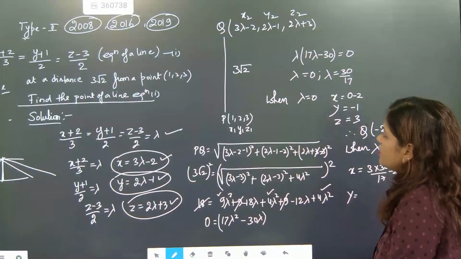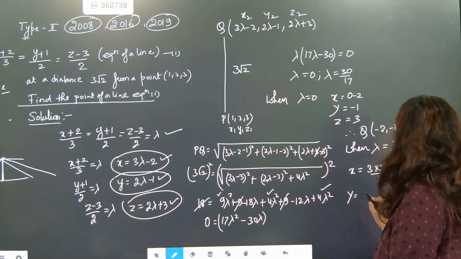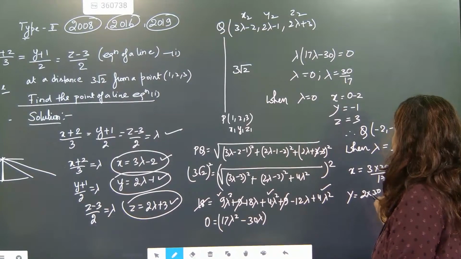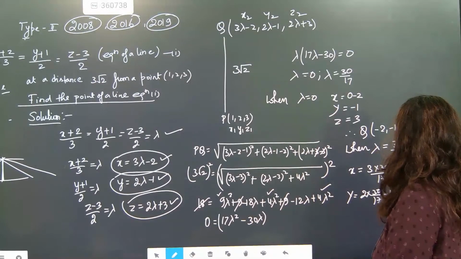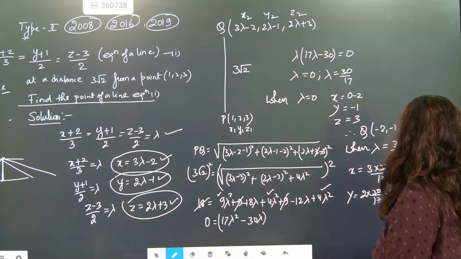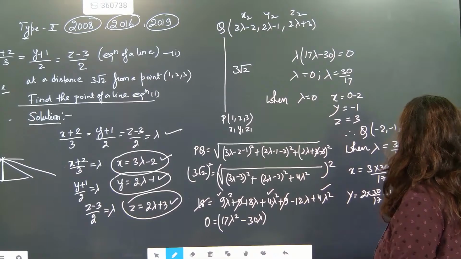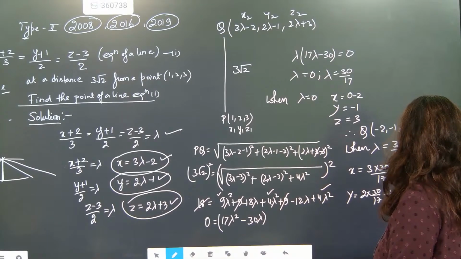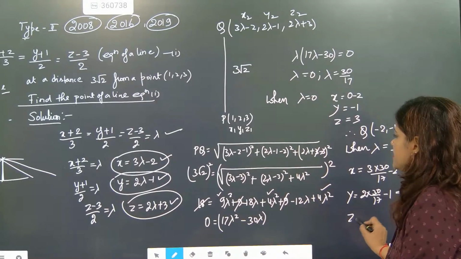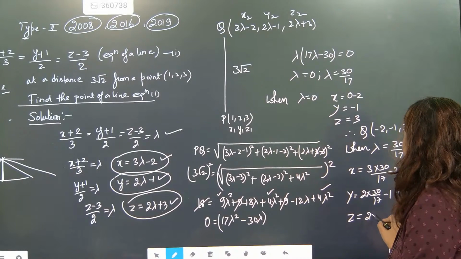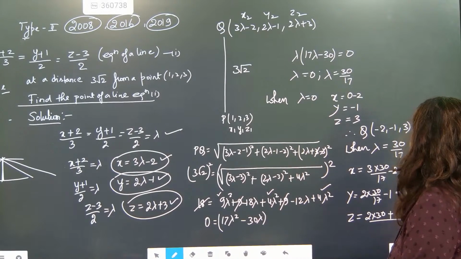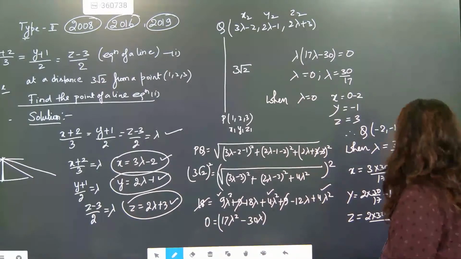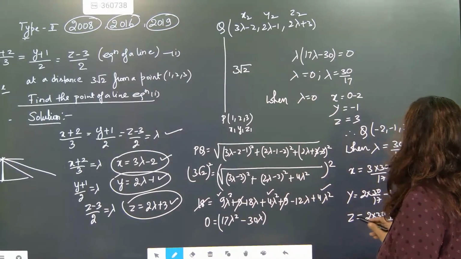The y value will be equal to 2 into 30 by 17 minus 1. So it is coming 60 minus 17 by 17, which is 43 by 17. And then z is equal to 2 into 30 by 17 plus 3, which is 111 by 17.